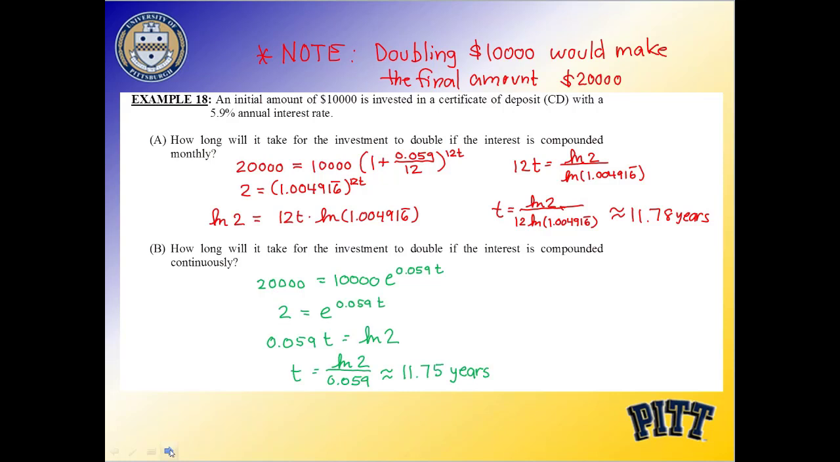Not a big difference, but if you remember the experiment we did when we were discussing the evolution of what number became e, there wasn't a whole lot of final amount difference between monthly and continuously either. So I'm not expecting a huge difference in time here between the two. If I was looking at annually versus continuously, that's a different story. But monthly and continuously, not so much of a difference.